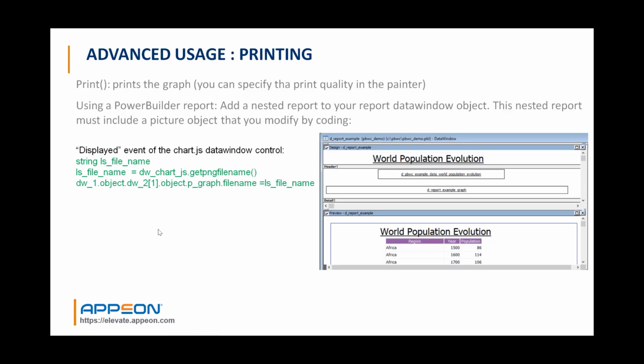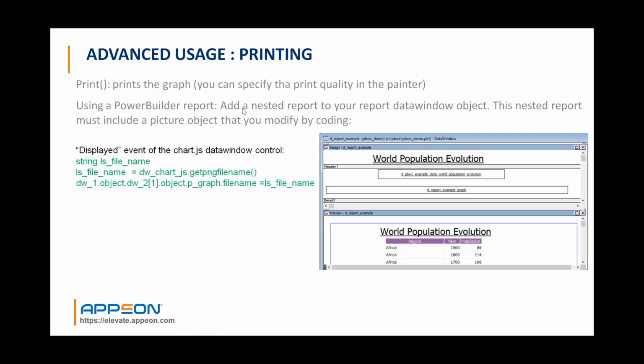Speaking of which, let's take a look at printing the graph we created. There are basically two strategies, as usual with PowerBuilder. You can either use the print function, and then you can specify the print quality with the painter. But in most cases, you probably want to include the graph in a PowerBuilder report.